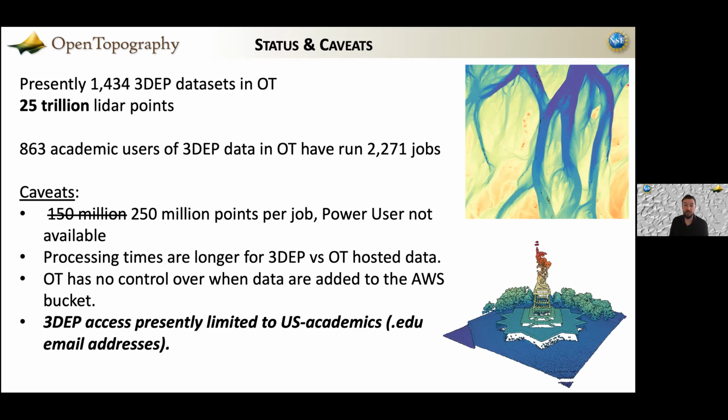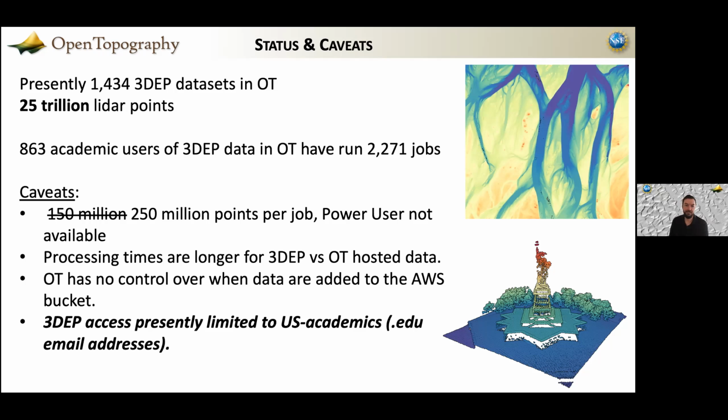Another subtlety here is that this is not a resource that we have control over. So we don't have any ability to say when data get published there. This is basically the USGS currently populating that, and so the data appear there.